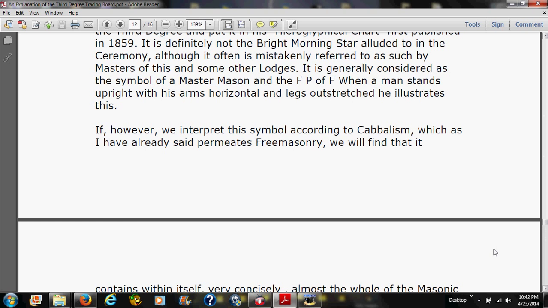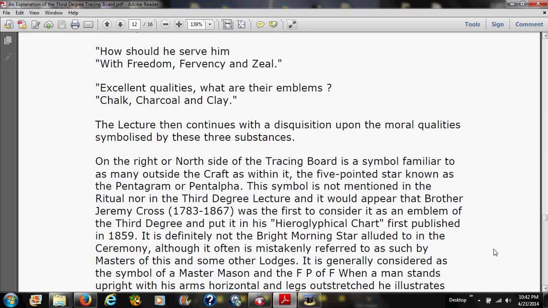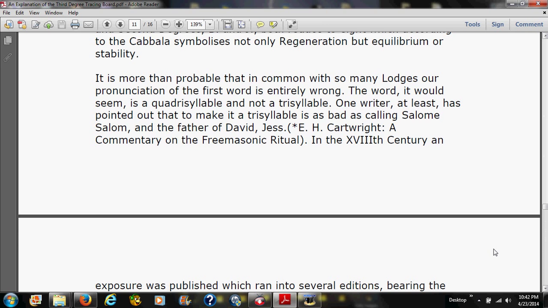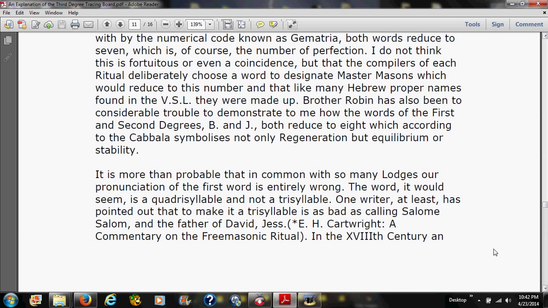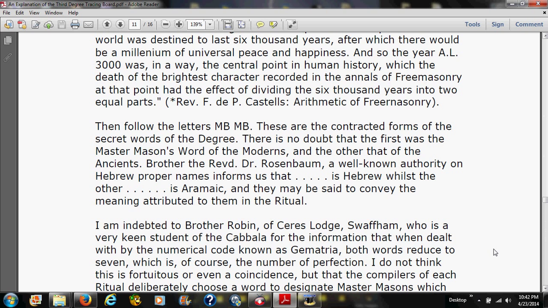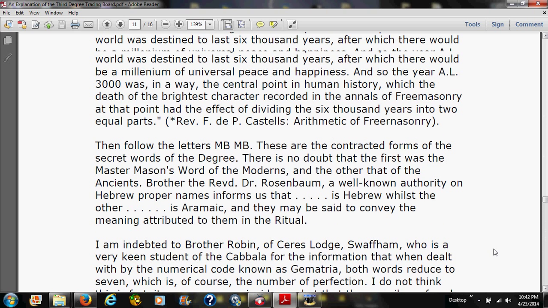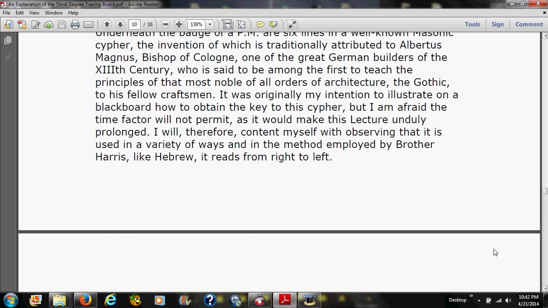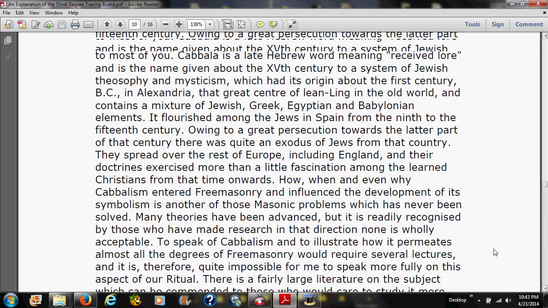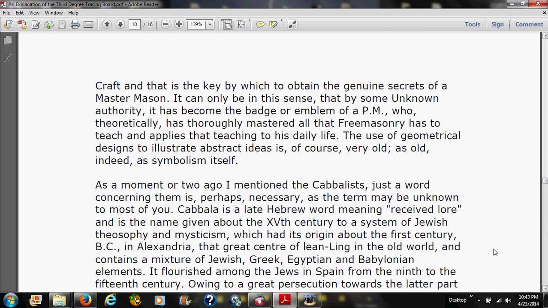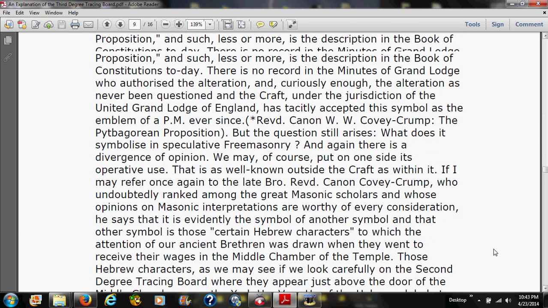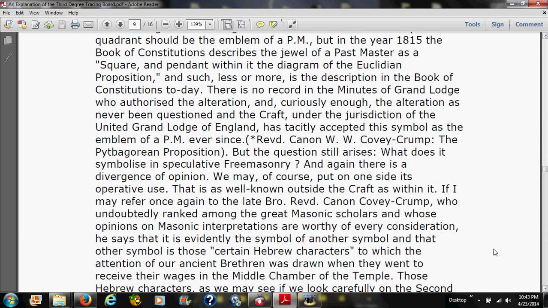Went way past myself, sorry folks. We should have never went back up, but anyway, the first line consists, okay. Can't believe I went that far past it.